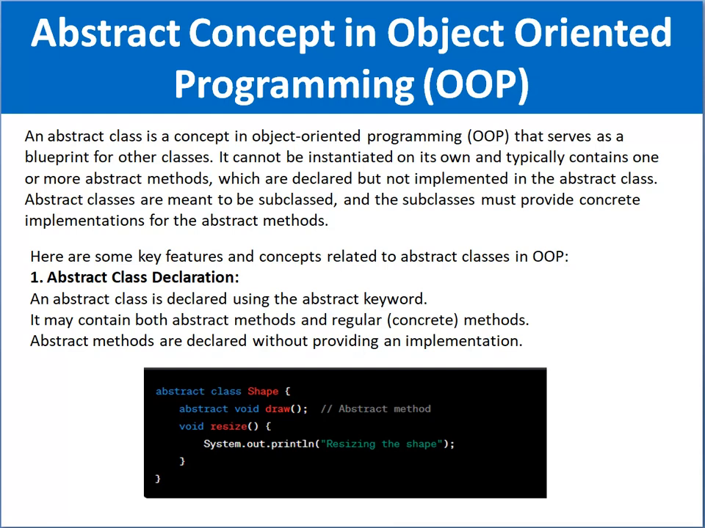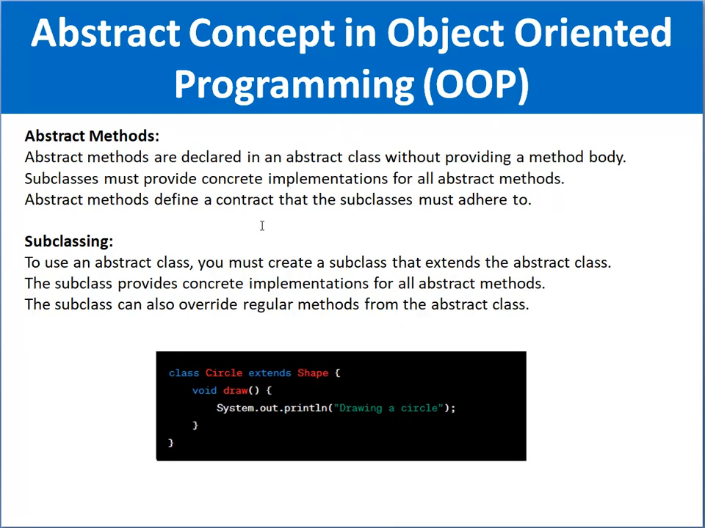Now the abstract methods are declared in an abstract class without providing a method body. A subclass must provide the concrete implementation for all abstract methods. Abstract methods define a contract that the subclass must adhere to.